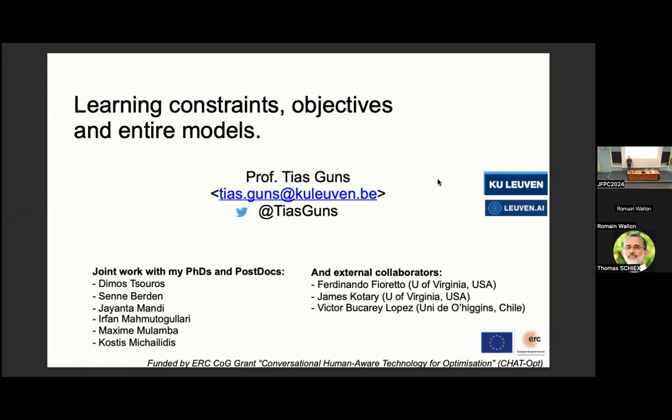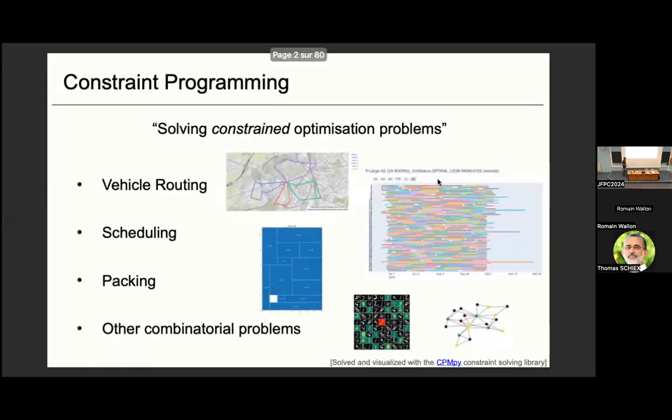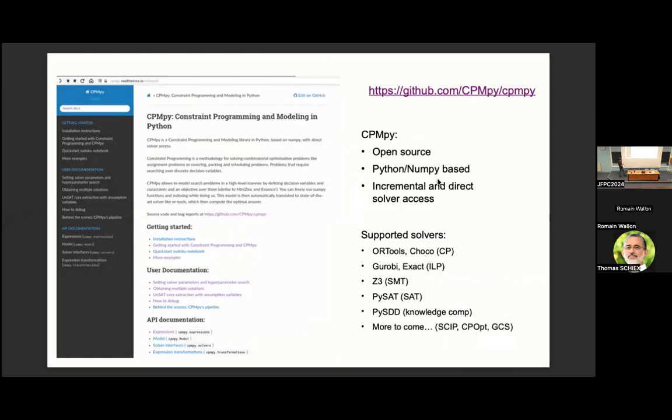All right, so the title is Learning Constraints, Objectives, and Entire Models. And this is JFPC, so obviously I'm talking about constraint programming techniques, techniques that we use to solve all sorts of combinatorial optimization problems, vehicle routing, scheduling, and so forth. And the images that you see here, just a little side note: in our lab, we use this CPMPy library, and they've all been solved and generated in that Python library. I'm not going to say too much about it, just want to start a bit with it.